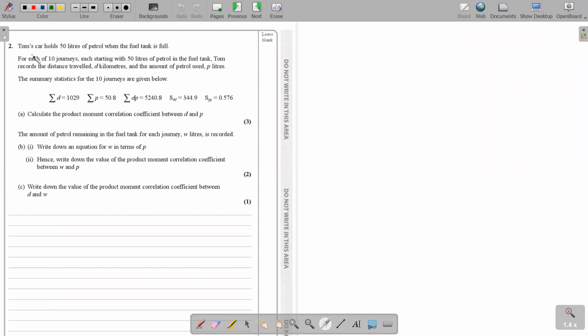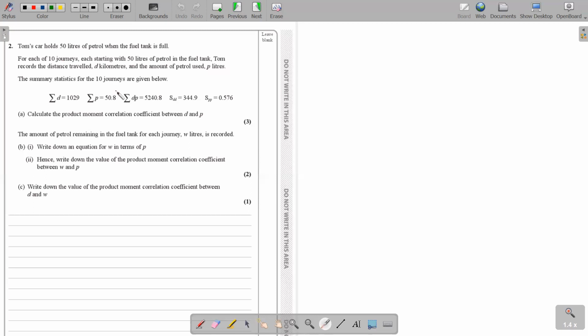Question number 2. Tom's car holds 50 liters of petrol when the fuel tank is full. For each of 10 journeys, each starting with 50 liters of petrol in the fuel tank, Tom records the distance traveled d kilometers and the amount of petrol used p liters. Okay, so for how many journeys are we doing this? For 10 journeys, which means you have to understand what the 10 represents. He's recording the amount of petrol used for each journey. So then he's doing this 10 times, which means your n value is 10, right?